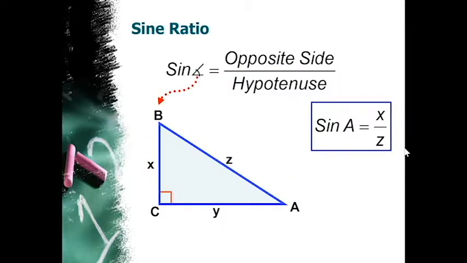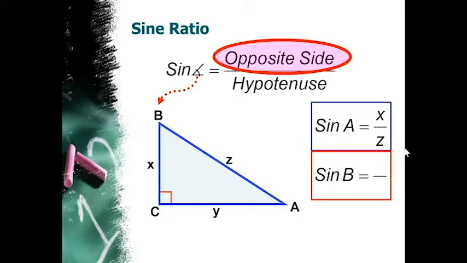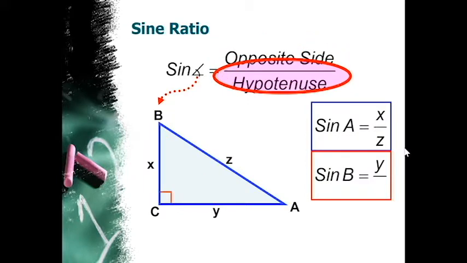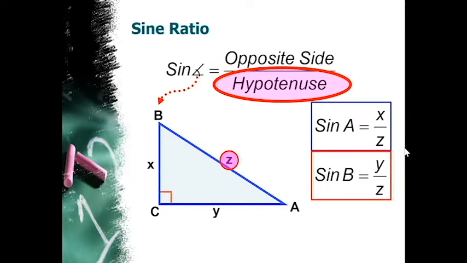We could change perspectives here and look at the sine of B. If we look at the opposite side from angle B, that opposite side would be y. So the y goes on top. The hypotenuse never changes within a right triangle, so the hypotenuse is going to be z. So we have the sine of A, which is x over z, and the sine of B, which is y over z.